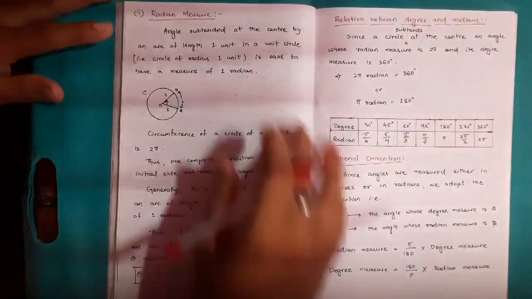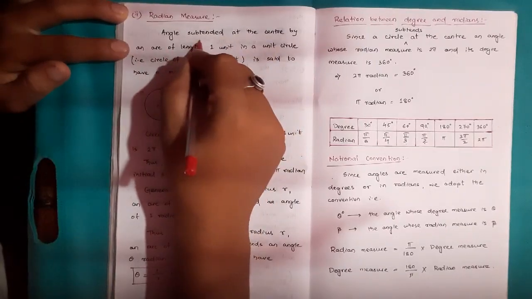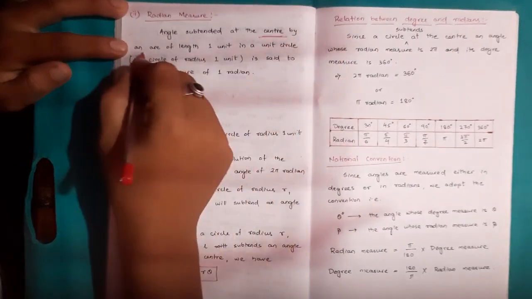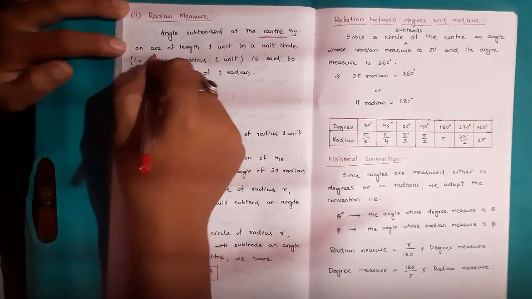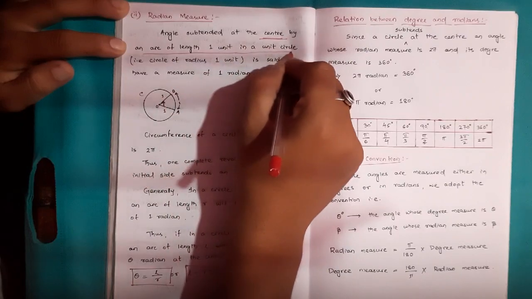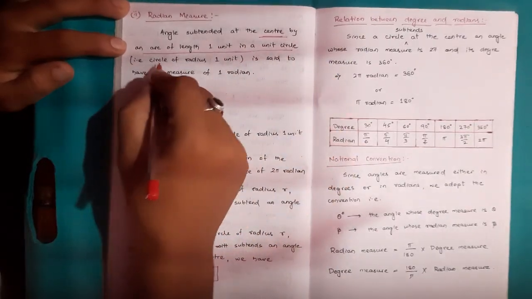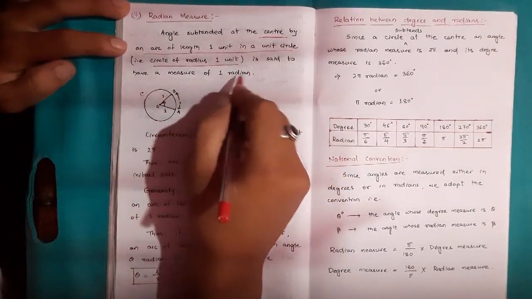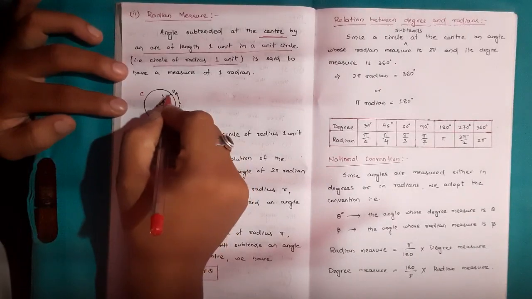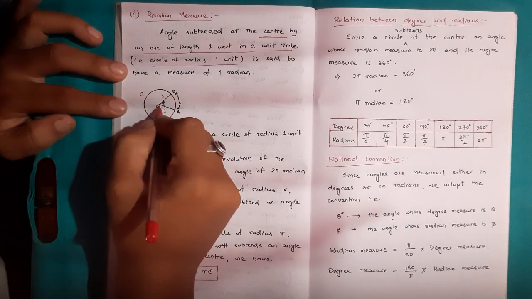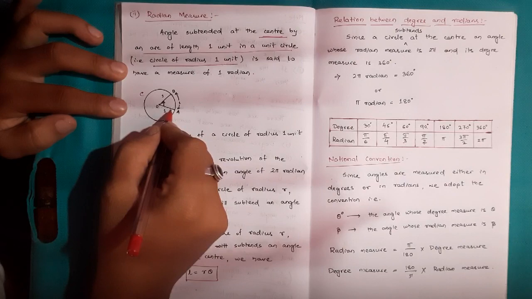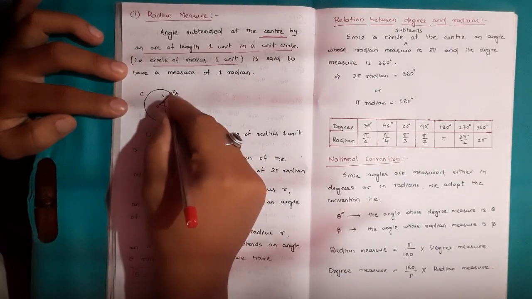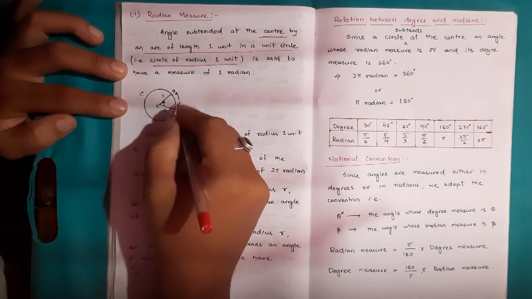Then radian measure. The angle subtended at the center by an arc of length 1 unit in a unit circle, that is, a circle of radius 1 unit, is said to have a measure of 1 radian. Here, C is a circle with center O having radius 1 unit, and it has an arc AB of length 1 unit.